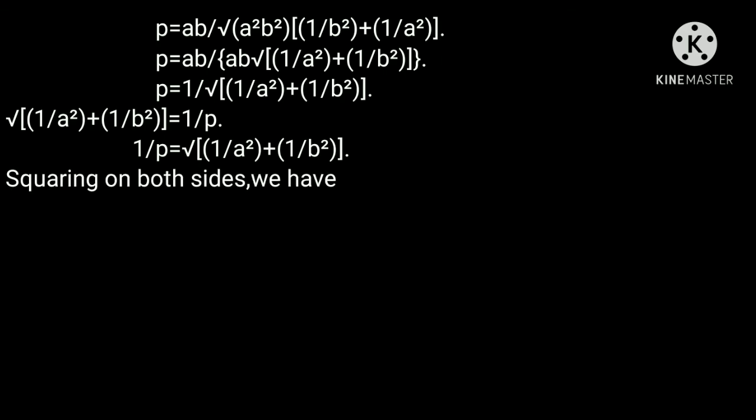From this, square root of 1 by a square plus 1 by b square equal to 1 by p. From this, 1 by p equal to square root of 1 by a square plus 1 by b square. Then squaring on both sides of the above equation, then 1 by p square equal to 1 by a square plus 1 by b square. Hence, proved. This is the solution of required problem.